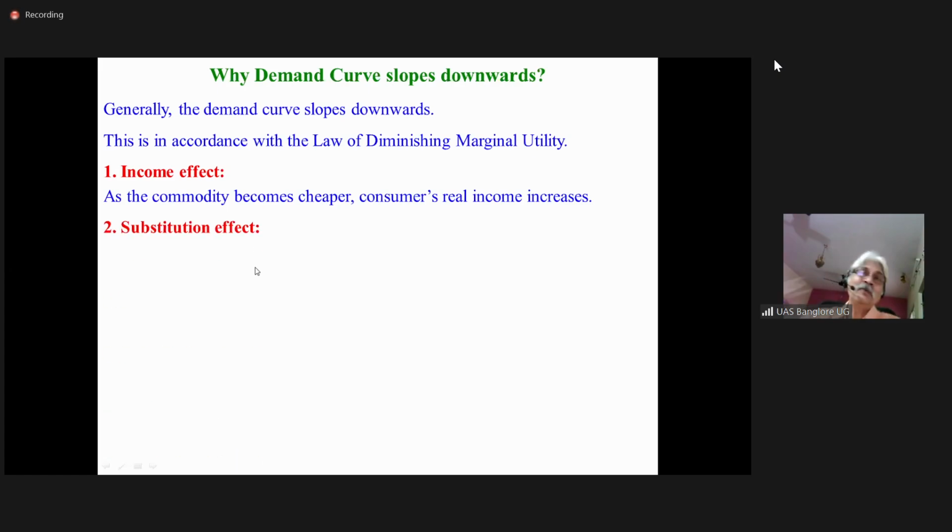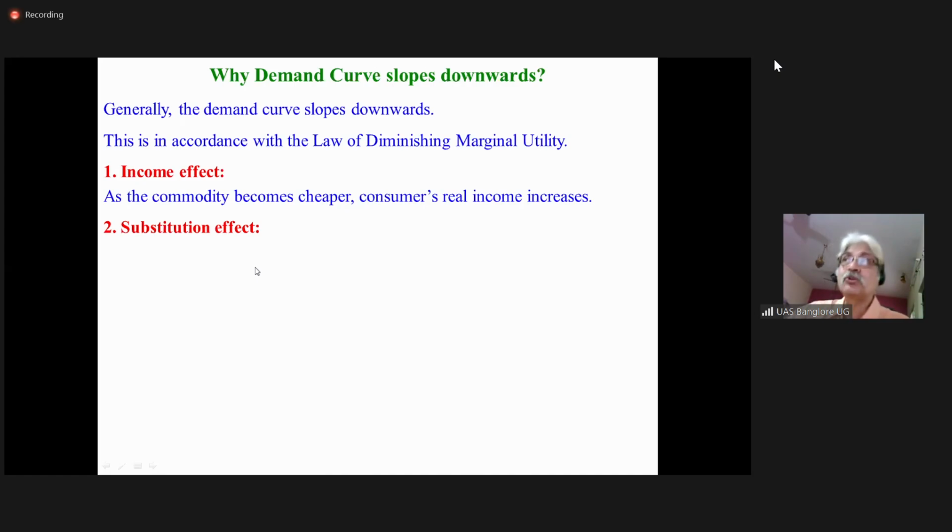So when the prices come down, the real income increases. That means they can purchase more quantity of the commodity, so the demand increases.